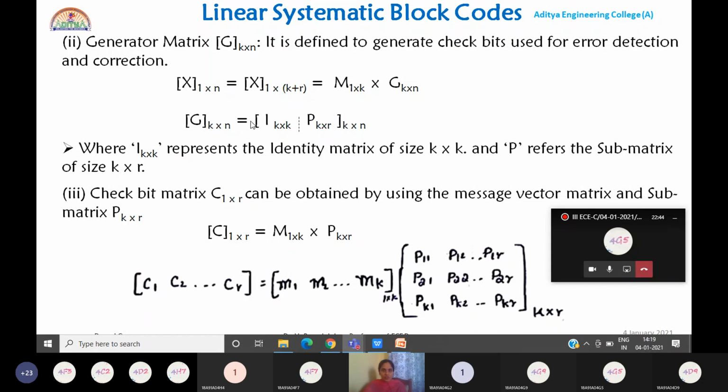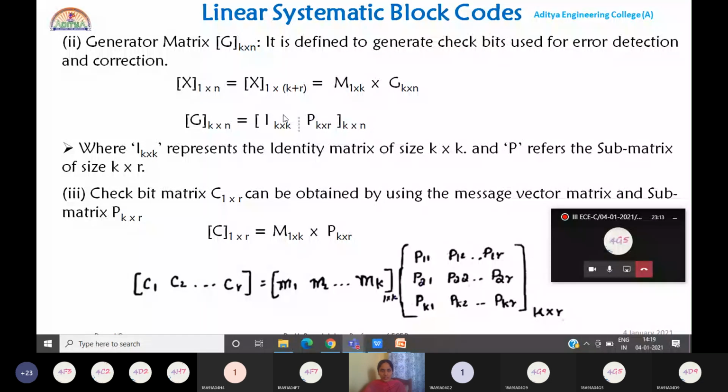Okay, so here if you see the overall matrix size, you can see that there are how many rows? K rows. And how many columns? In the first section, k columns are there, and in the second section, r columns are there. So k plus r columns are available in the overall generator matrix. So k plus r gives you n.